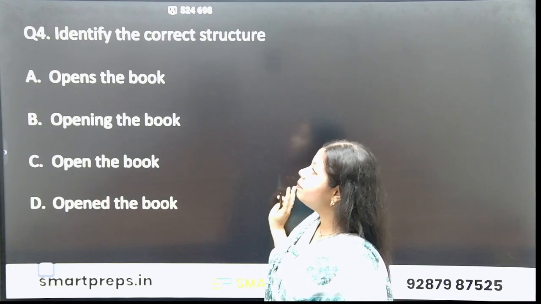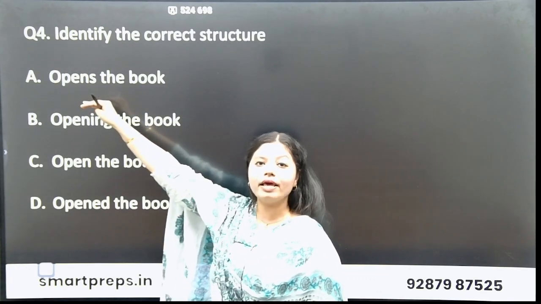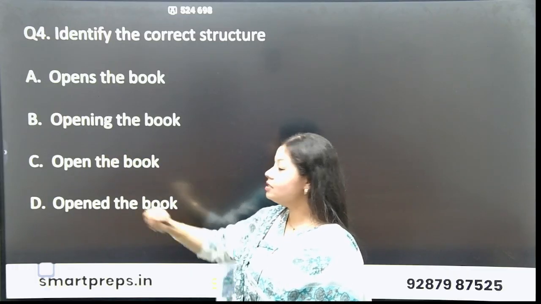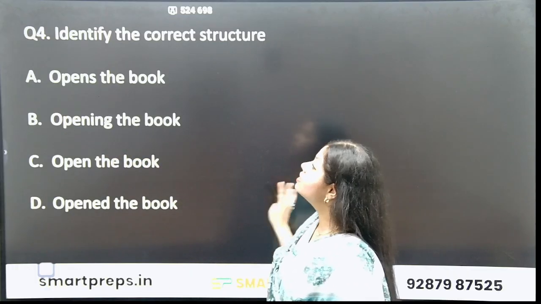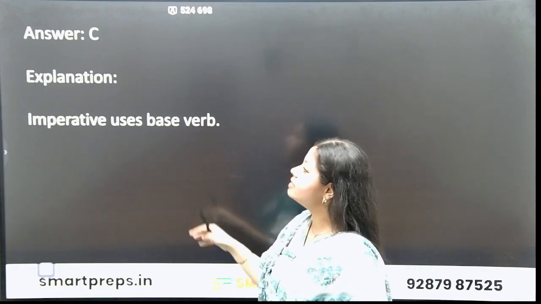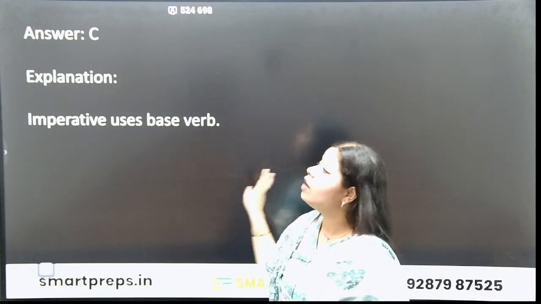Imperative uses base verb. Now here is what? Opens the book, present perfect is here. Yes, present continuous is here. Past is here, past perfect. So this is not the correct grammatical structure. Open the book is the correct answer. Imperative uses the base verb.